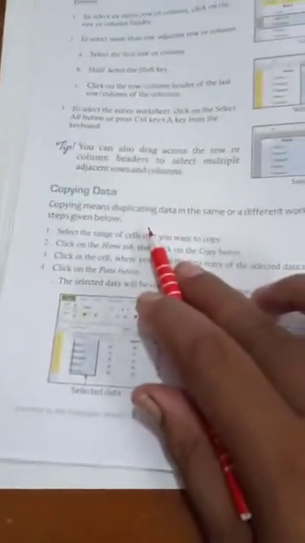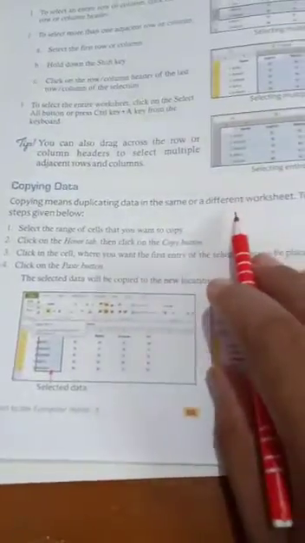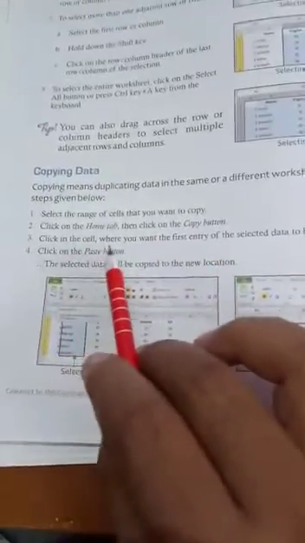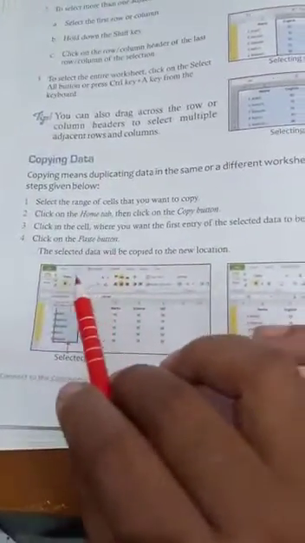Copying data. Copying means duplicating data in the same or a different worksheet. To do this, follow the steps given below. Select the range of cells that you want to copy. Click on the Home tab, then click on the Copy button. Click in the cell where you want the first entry of the selected data to be placed. Click on the Paste button. The selected data will be copied to the new location.